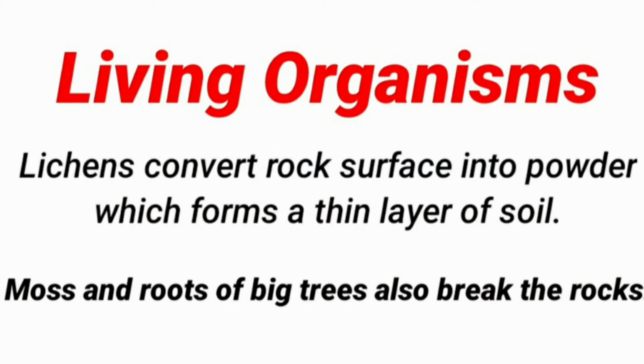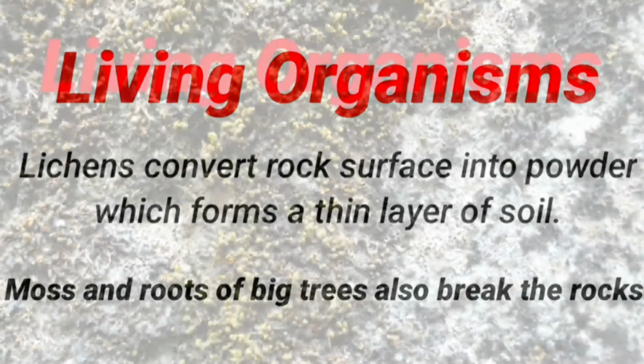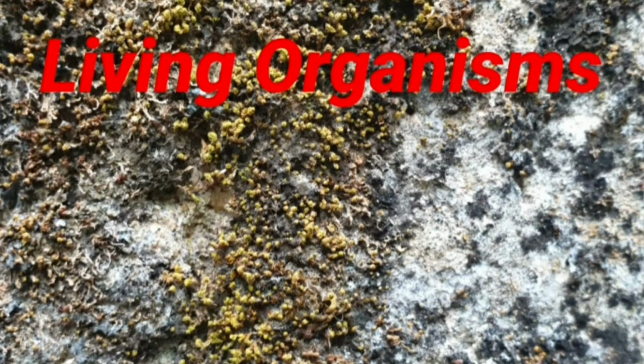Living organisms also influence the formation of soil. Lichens grow on the surface of rocks and release certain substances that cause the rock surface to powder down and form a thin layer of soil. Other small plants like mosses grow on the surface of rocks and cause further breakdown of rock. Roots of big trees also break rocks by penetrating deeper into the rock bed.